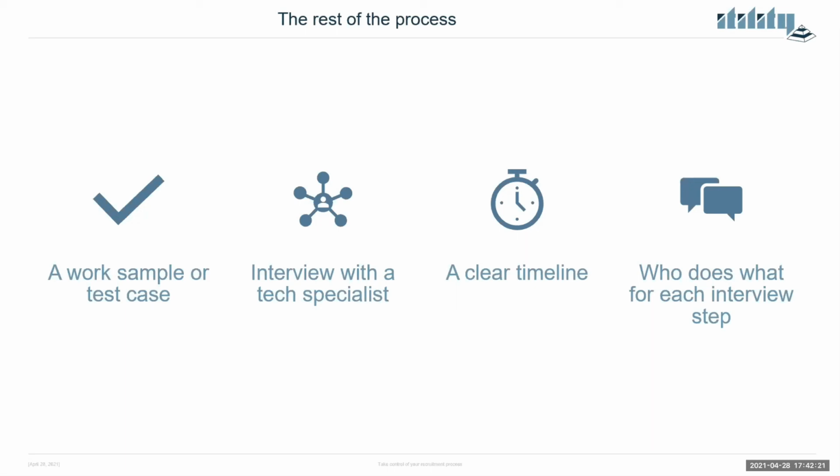Make sure that there's a clear timeline and request who does what for each interview step. This allows you to get a 360 view. So it's very important that you understand why certain people are in the interview process, what their contribution is, what their decision-making power is, and also know what their role is so that you can ask the right questions.